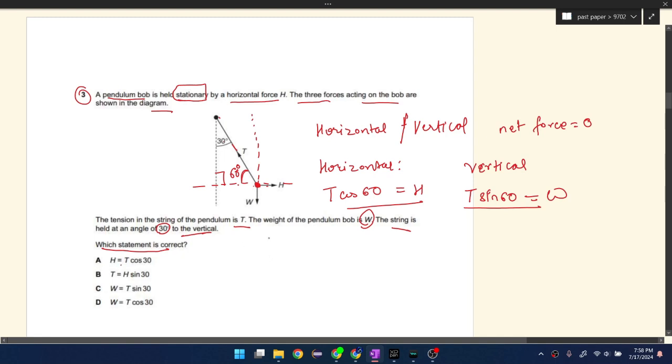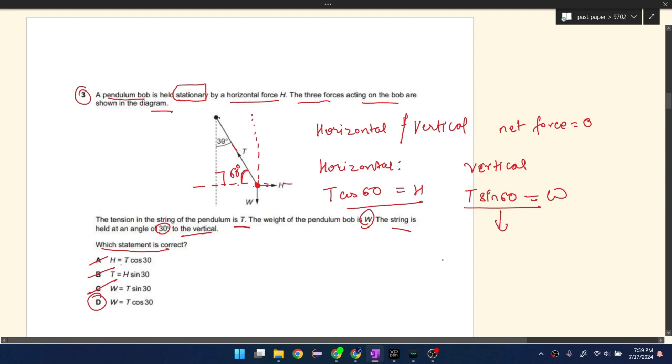H is equal to T cos 30. No, this is incorrect. T is equal to H sine 30. No, this is incorrect as well. W is equal to T sine 30. No, this is incorrect as well. So W is equal to T sine 60. So the correct option is D. W is equal to T cos 30.